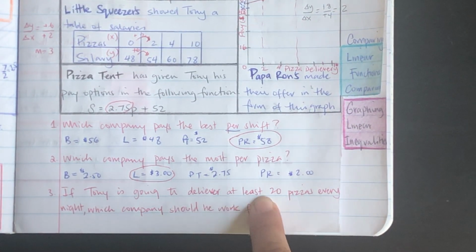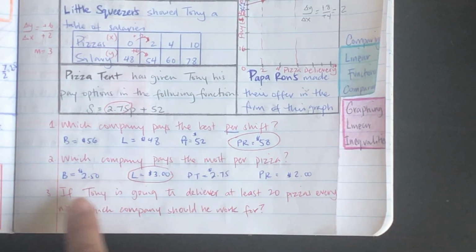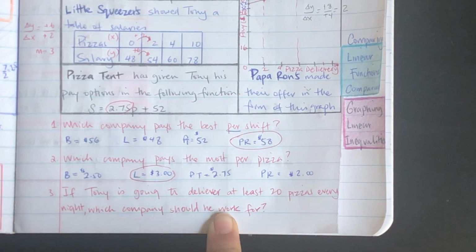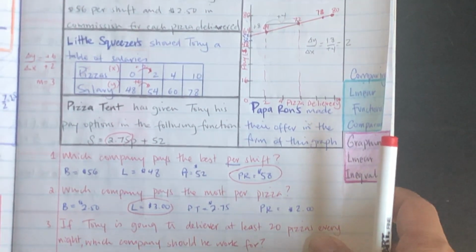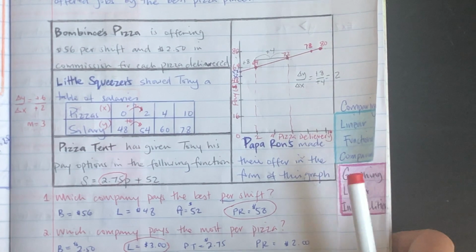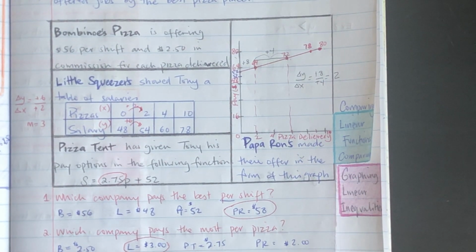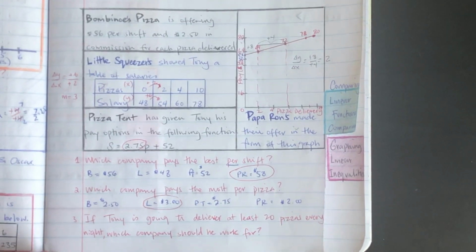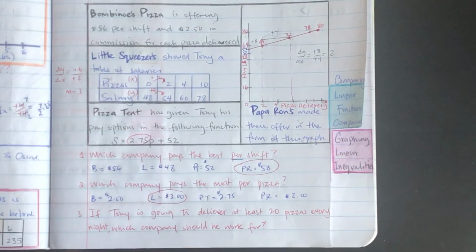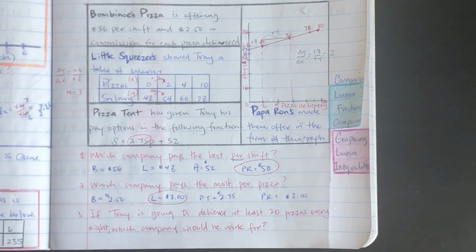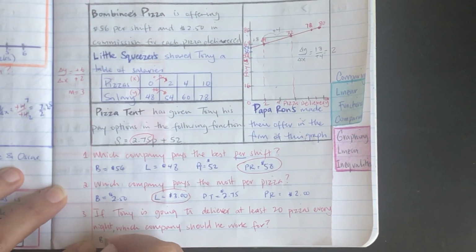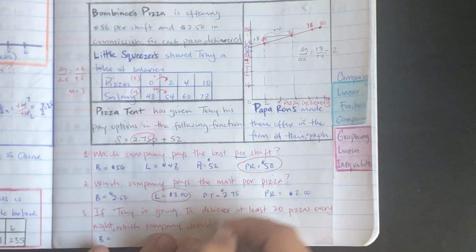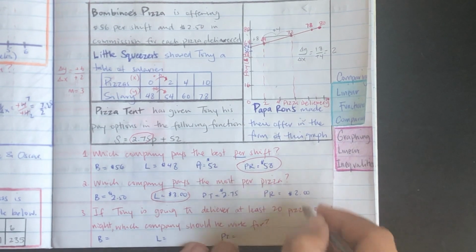If Tony is going to deliver at least 20 pizzas every night, which company should he work for? So at least means 20 and above. Okay, so P is going to be equal to 20. And we just need to find out how much money Tony would get for each company if he did 20 pizzas. So again, this is B, this is L, this is PT, and this is P.